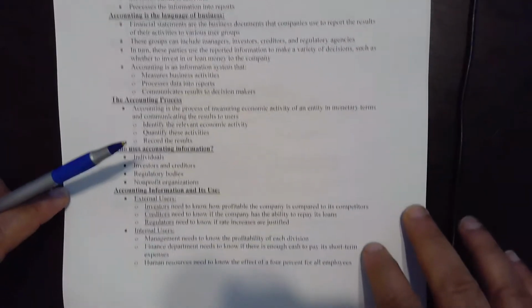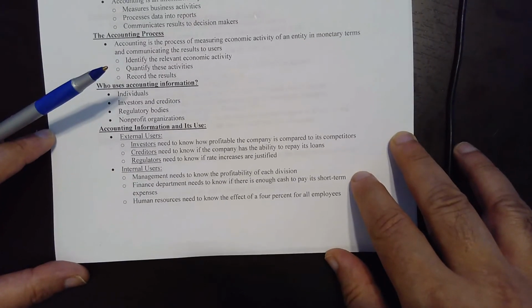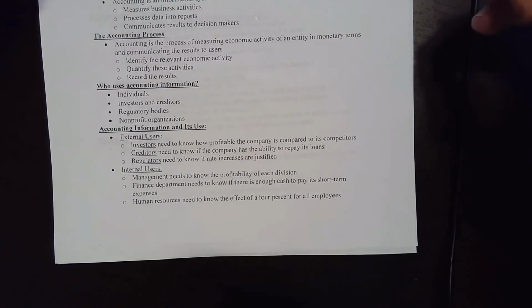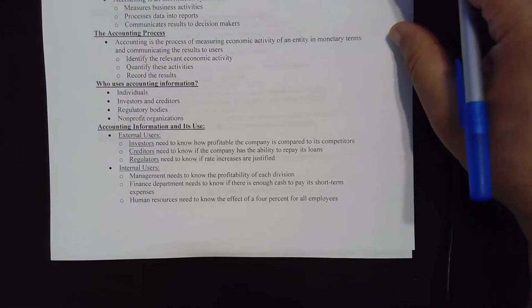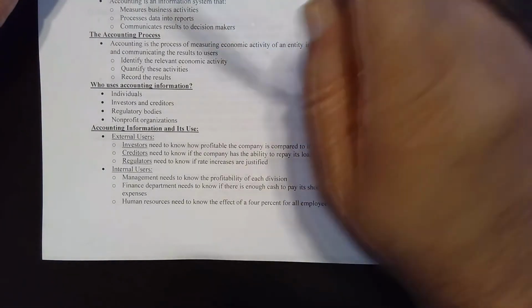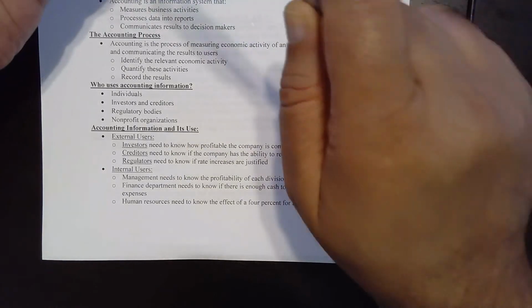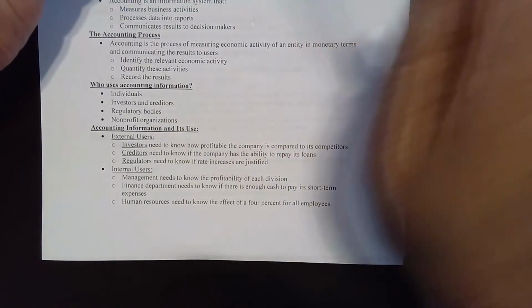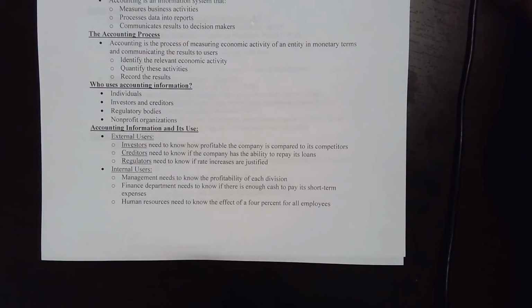Accounting, when we're talking about the accounting process, is a measure of economic activity. When we are talking about economic activities, this is the formal or a sophisticated word for business activity. Business activity simply means selling, purchasing, hiring, firing, lending, borrowing, producing, providing. All of those things are business activity. So who uses accounting information?